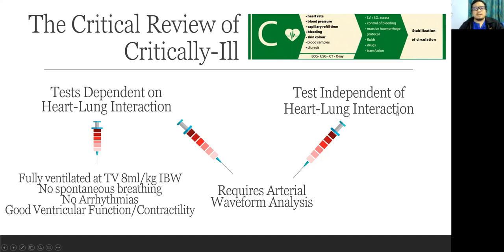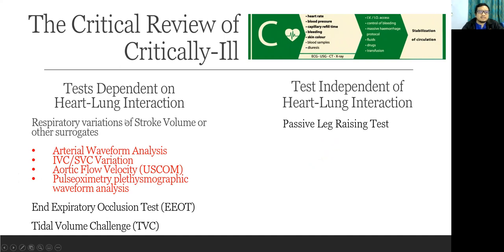Both tests, independent of heart-lung interaction and dependent on heart-lung interaction, require arterial waveform analysis. Usually the most common one is pulse pressure variation. Okay, so some of the tests dependent on heart-lung interaction are arterial waveform analysis using PPV, IVC or SVC variation, aortic flow velocity like USCOM, or pulse oximetry plethysmographic using advanced SpO2 analysis, and the end-expiratory occlusion test, EEOT, or tidal volume challenge.